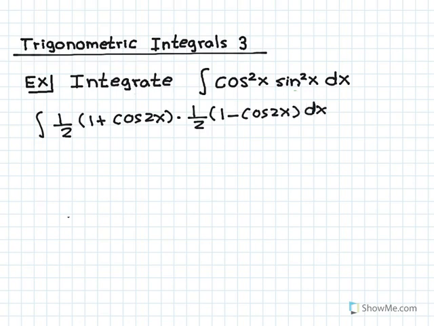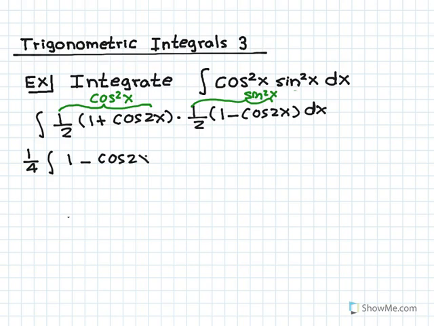dx. Let's label these. This part of the integrand is cosine squared x, and this part of the integrand is sine squared x. All right, now 1/2 times 1/2 is 1/4. We can pull that out of the integral. We get 1/4 integral, and we can just foil this out. We get 1 minus cosine 2x plus cosine 2x minus cosine squared of 2x integrated with respect to x.